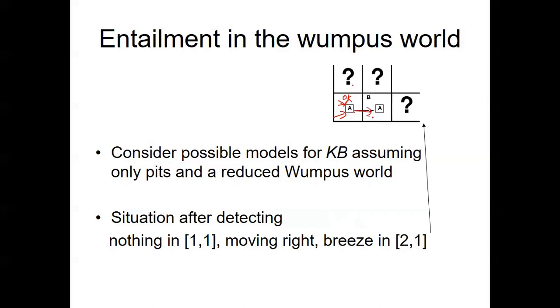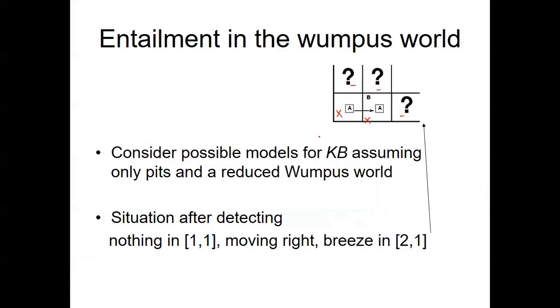But the agent came here. Here he has experienced a breeze, which means a pit is here or a pit is here. These are the knowledge of the agent. But for the time being, forget the knowledge. These two cells anyway are explored, so leave this. These are the remaining possibilities.